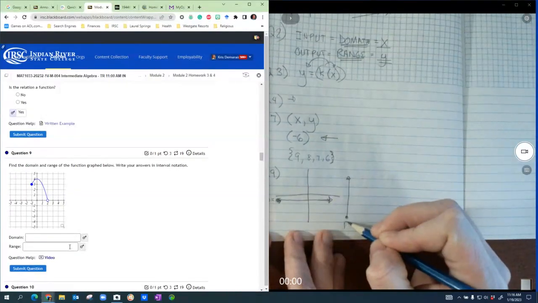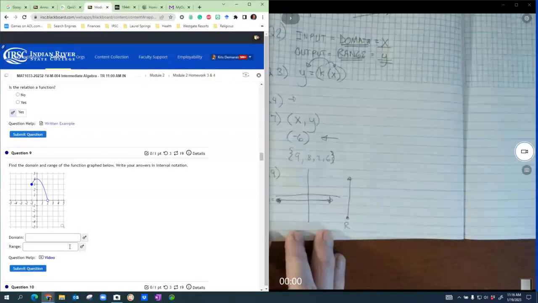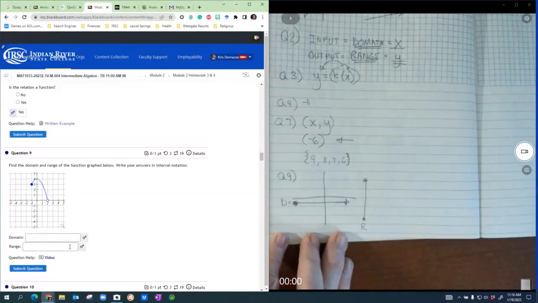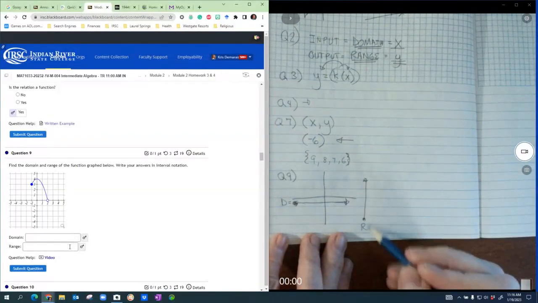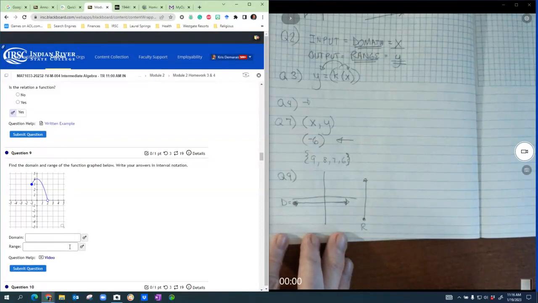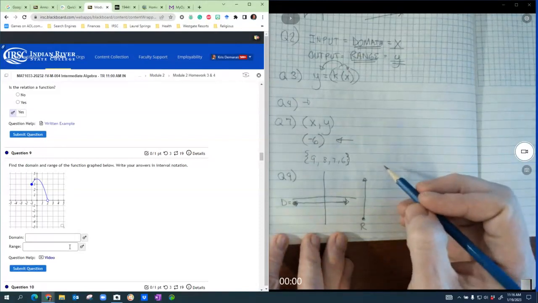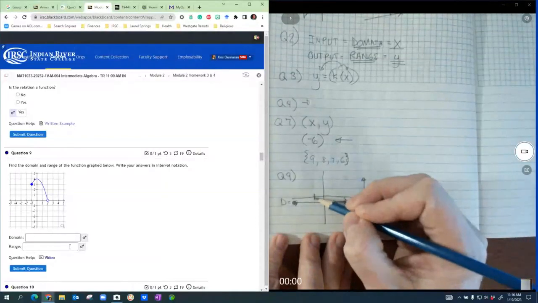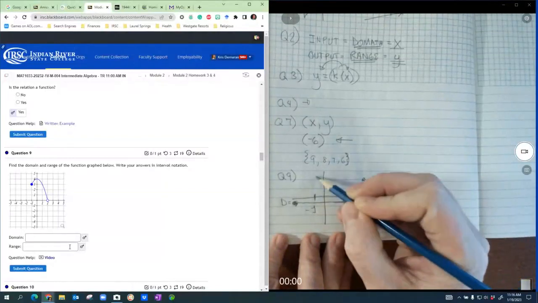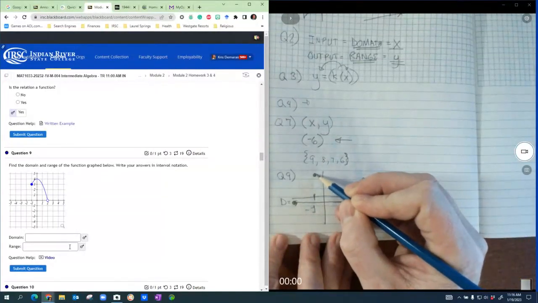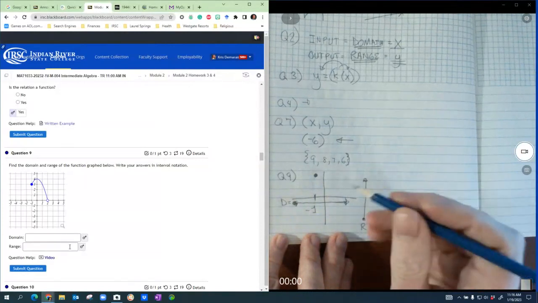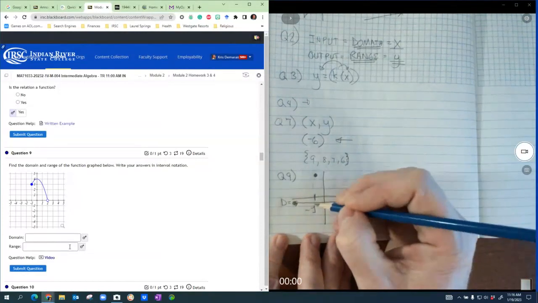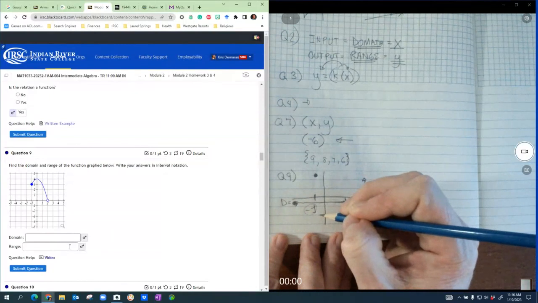Domain is that one and range is this one. Let's make sure we understand from left to right, bottom to top. Now, for domain, we're looking at it from -1, because it starts at -1. It has a hard circle. What does a hard circle mean? It's inclusive. It means it includes that value that you're looking at.